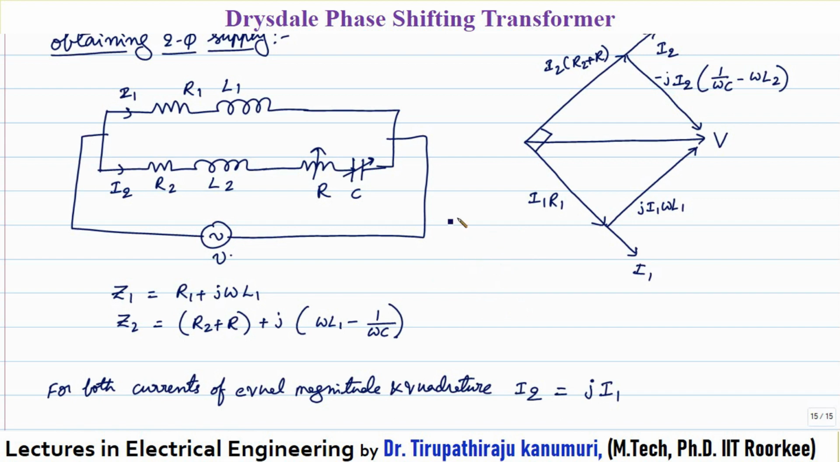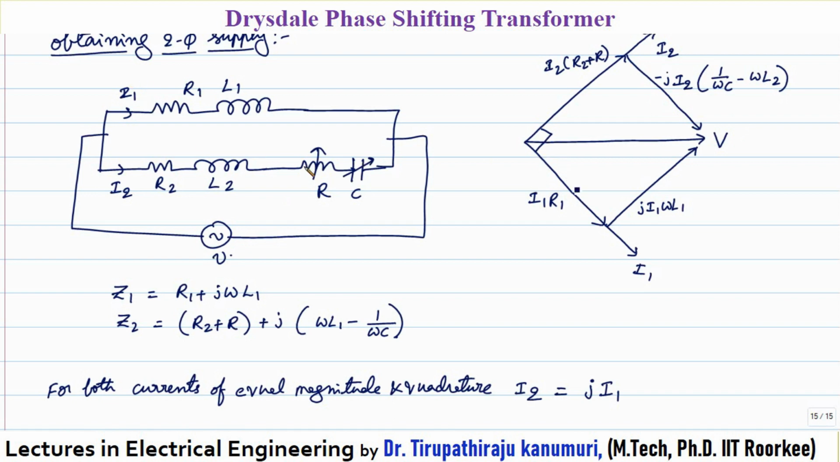If you still have doubt about how to draw the phasor diagrams for AC, please refer to the basic electrical engineering playlist. I hope you already have an idea. So this will be minus j times I2 into (1 by omega C minus omega L2). The sum of these two drops will be equal to your supply voltage. Agree with me? Similarly, the current I1 will lag behind this voltage by some angle.